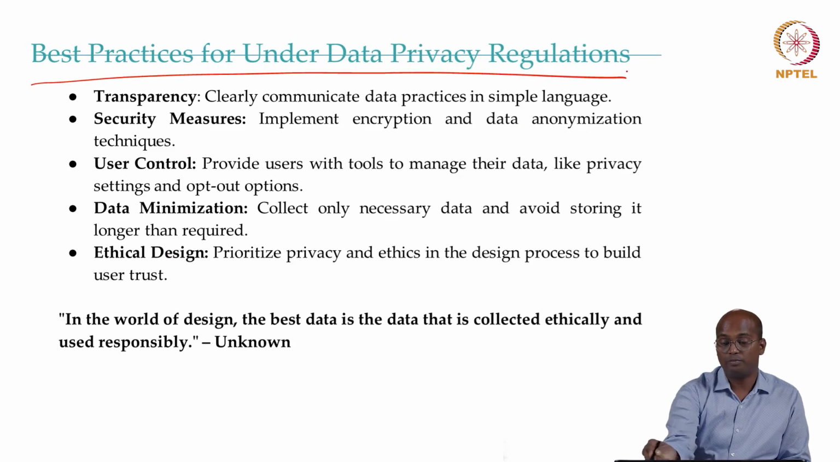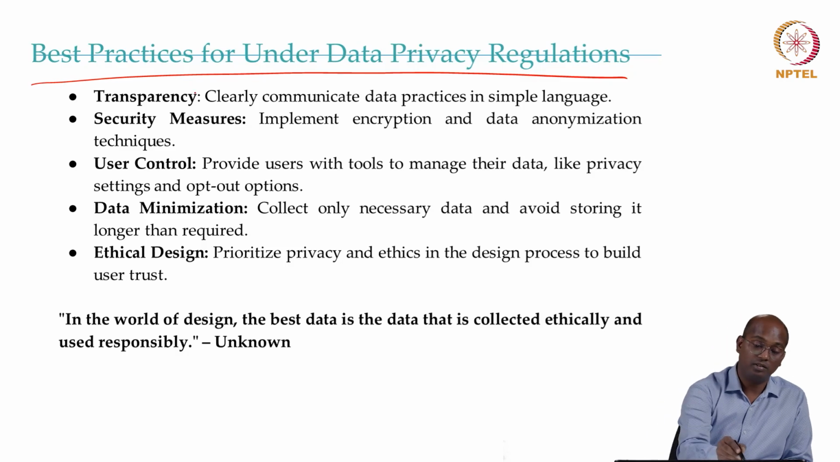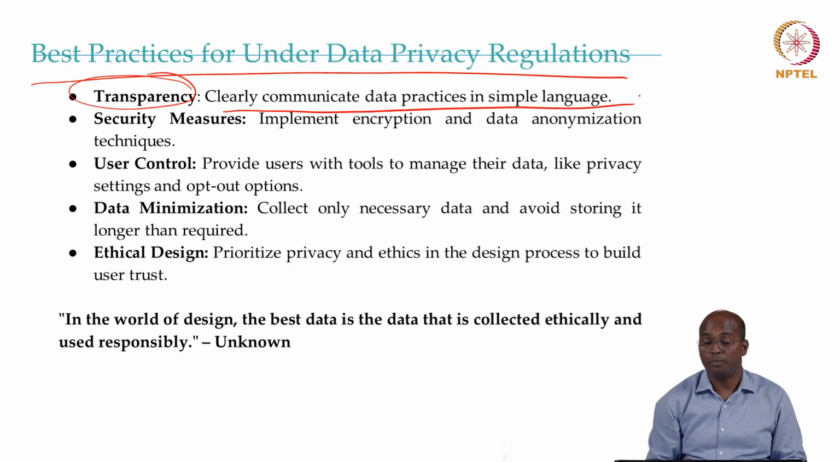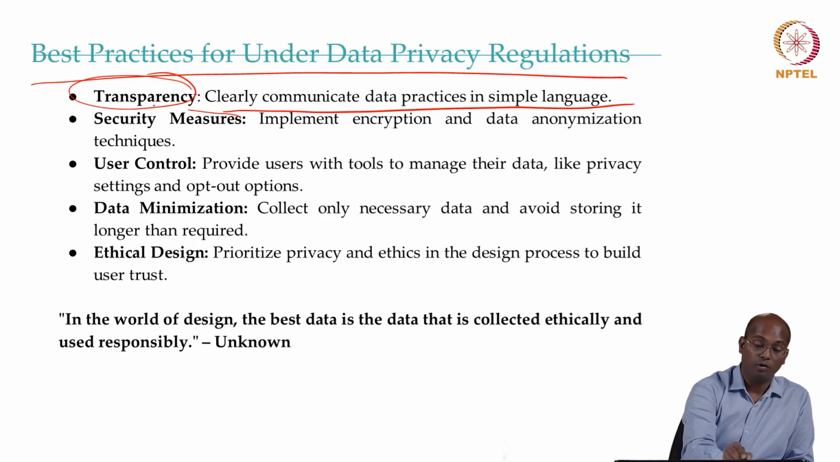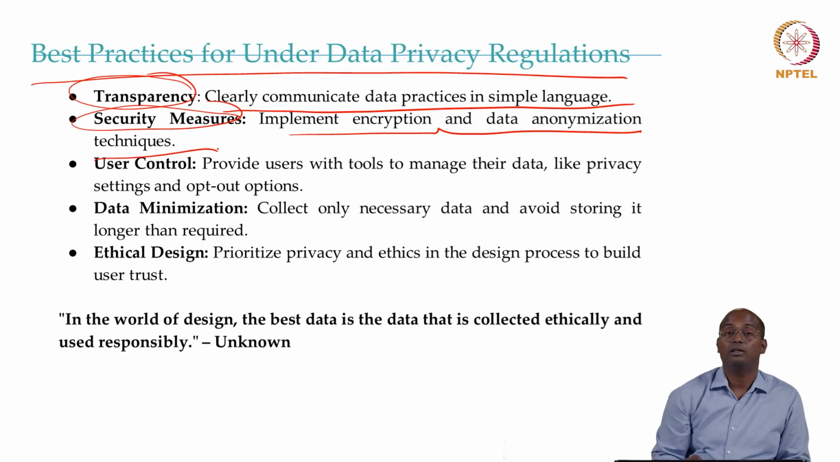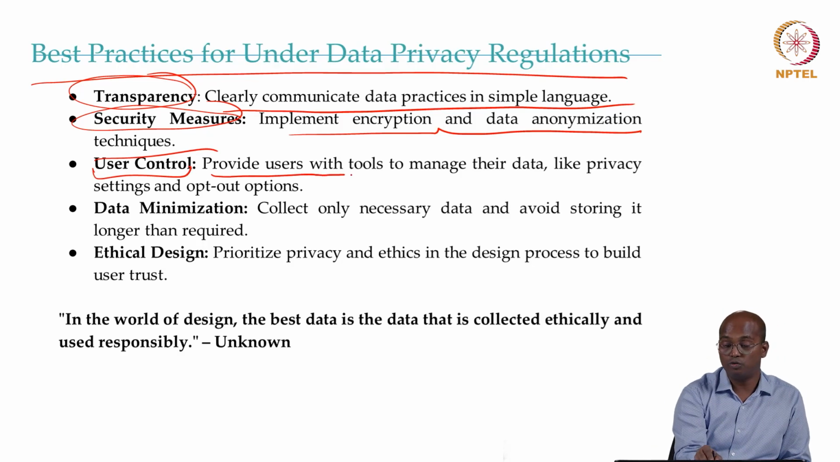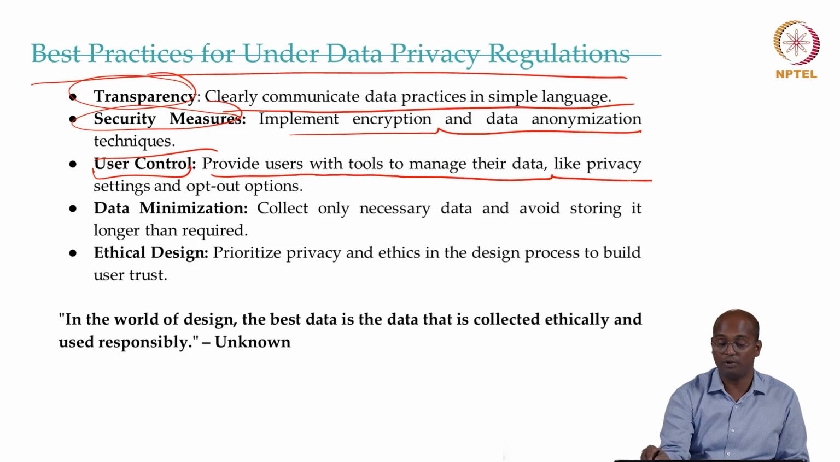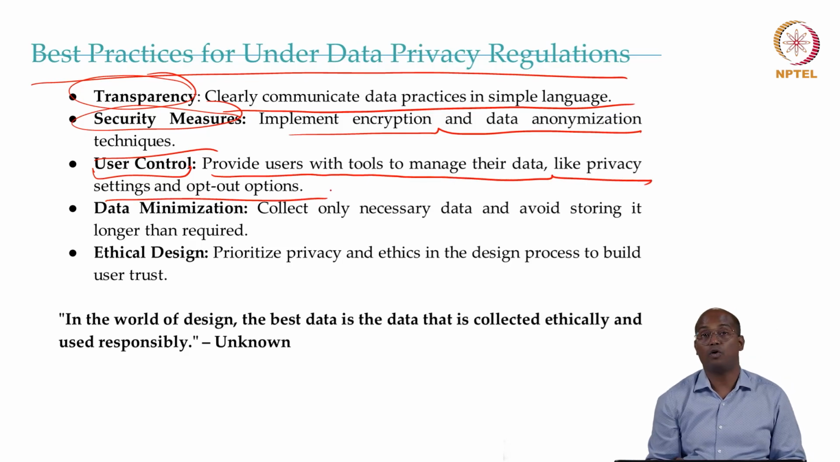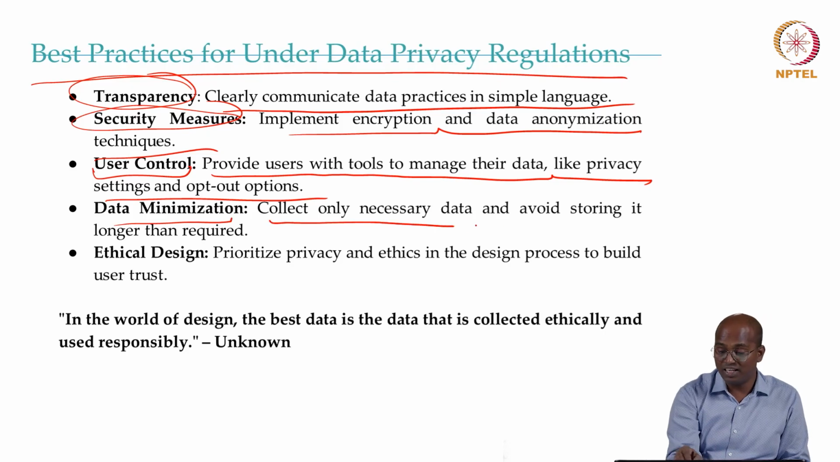So what are the best practices under data privacy regulation? We should have transparency, so we should clearly communicate the data practices in simple language to the users we have. We should have security measures, implementing encryption and data anonymity. Similarly, user control: we should provide users with tools to manage their data, like privacy settings, opt-out options, and so on.